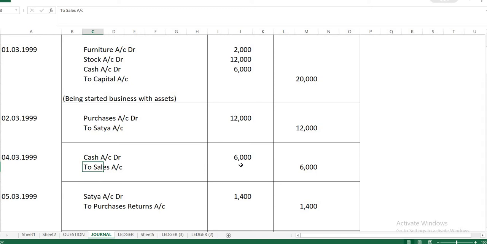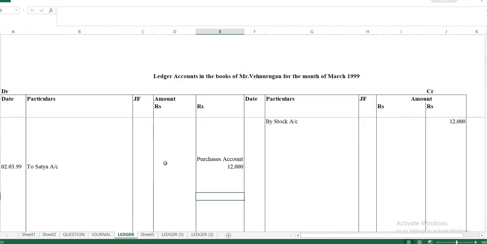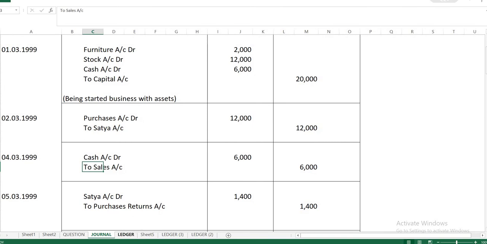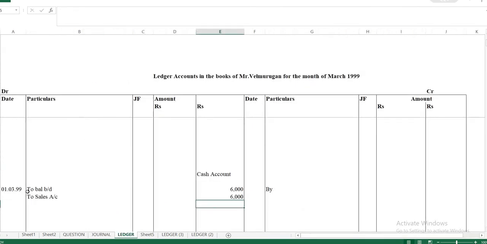So let us enter the amount, rupees 6,000. Let us move to the cash account first of all. So where is the cash account? Here, we already created it. In that cash account you have to mention "to sales account". The date when it has occurred, all those things you also have to record. The amount is 6,000 rupees, and the date is 4th March 1999.